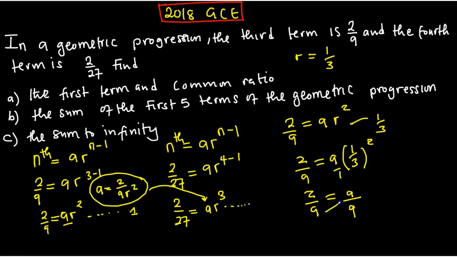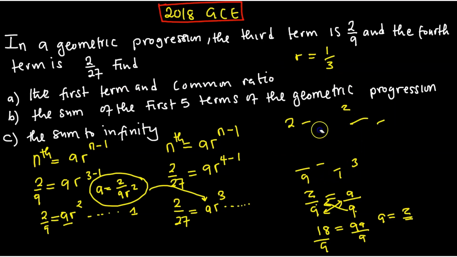At this point we can cross multiply. So this one multiplies that, this one multiplies that. So it will be 18, which is 2 multiplied by 9, equal to 9A. Divide both sides by 9. So our A is equal to 2. So the first term is equal to 2. That is how we find the first term. So we answered the first question. Now let us go on to the second question.